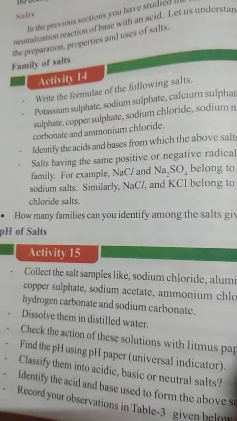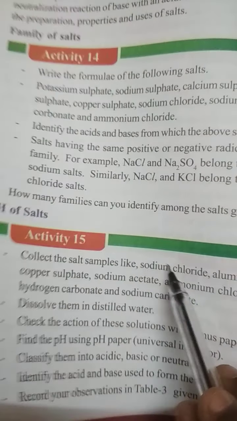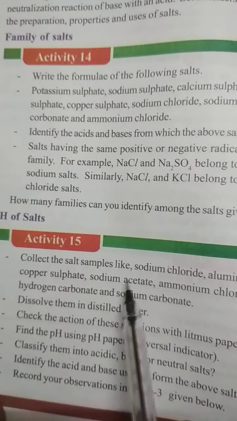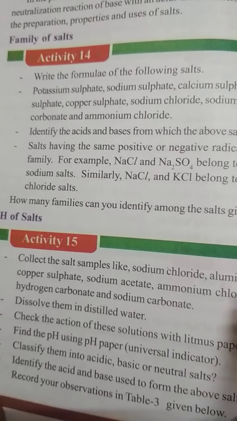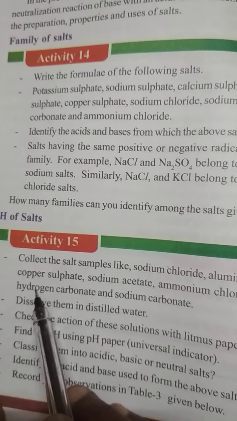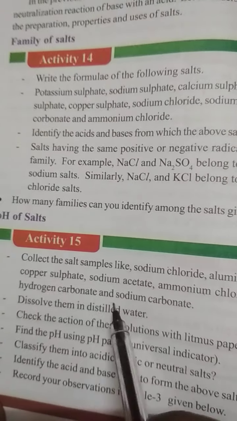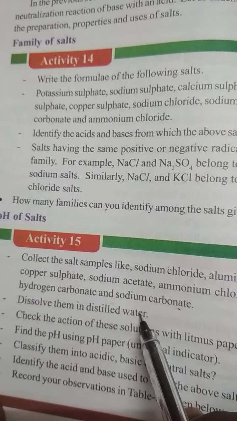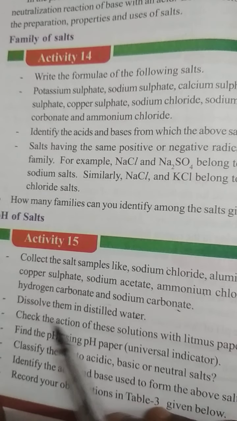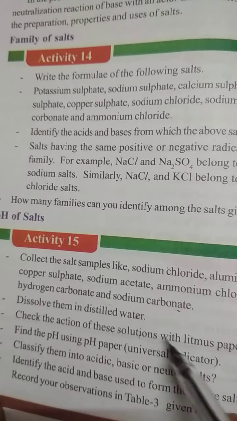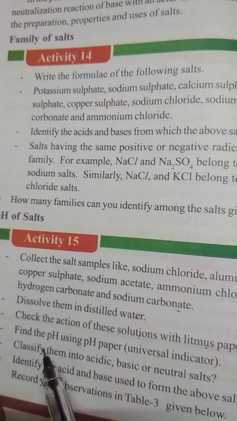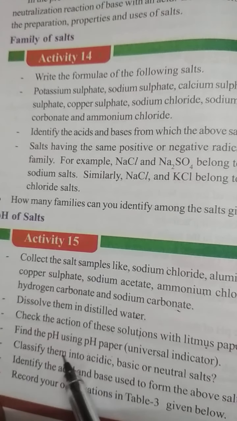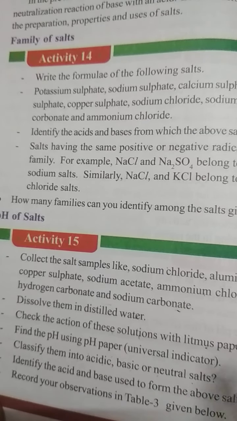Activity 50. Collect the salt samples like sodium chloride, aluminum chloride, copper sulfate, sodium acetate, ammonium chloride, sodium hydrogen carbonate and sodium carbonate. Dissolve them in distilled water. Check the action of these solutions with litmus paper. Find pH using pH paper. Classify them into acidic, basic or neutral salts.